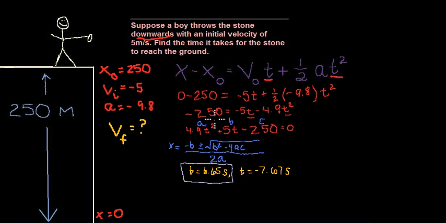So the time it takes for this stone to be thrown to the ground with an initial downward velocity of 5 meters per second is 6.65 seconds. Like we expected, the last problem took a little bit longer since the initial velocity was 0. In this problem, the initial velocity is not 0, it's 5, so it takes a little bit less time for the stone to reach the ground. So there you go, you found your answer.